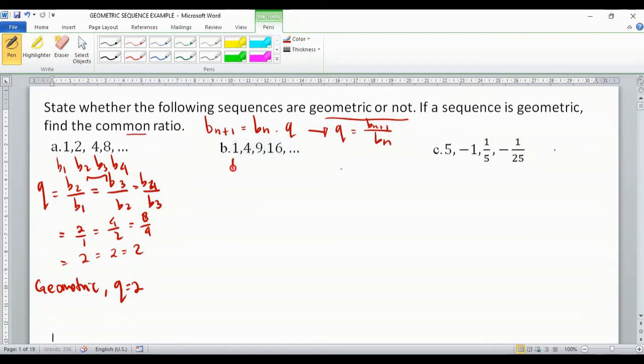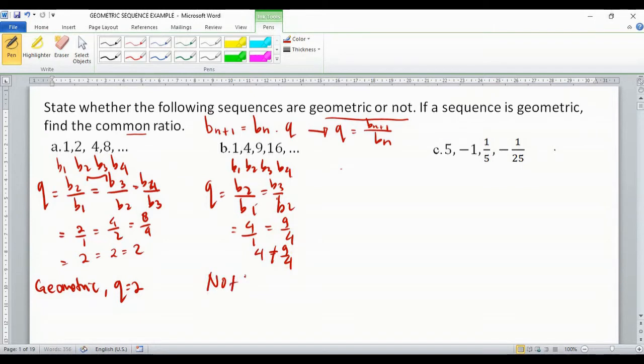And how about this one? This one is the first, the second, the third, and then the fourth. So let's say k is equal to B2 over B1, equal to B3 over B2. B2 over B1 is 4 over 1, and B3 over B2 is 9 over 4. So 4 is not equal to 9 over 4. So in here, it is not geometric.